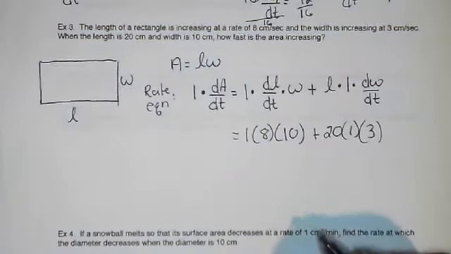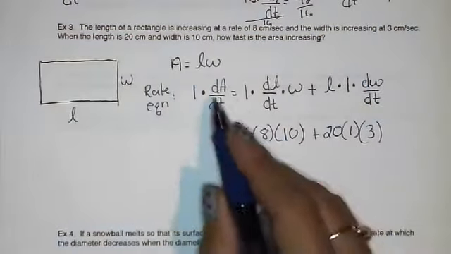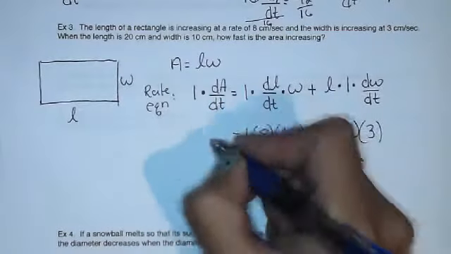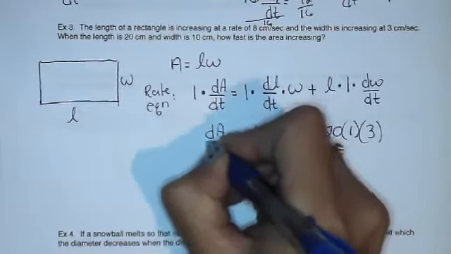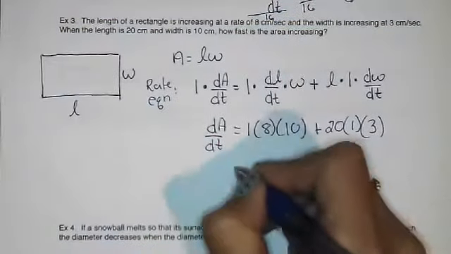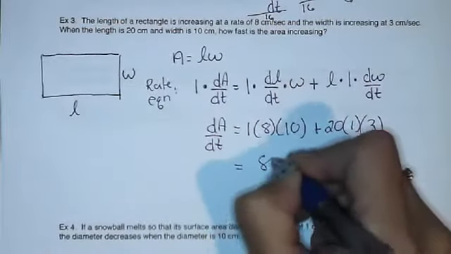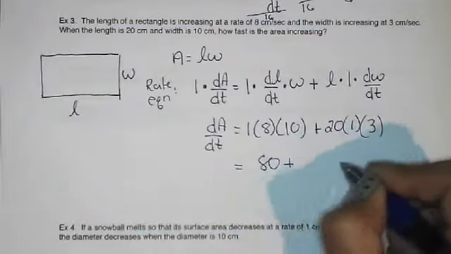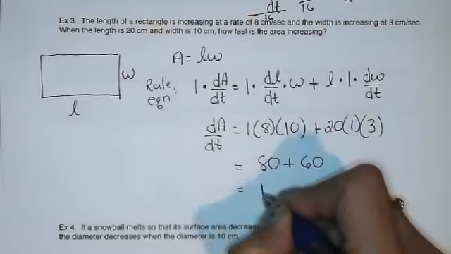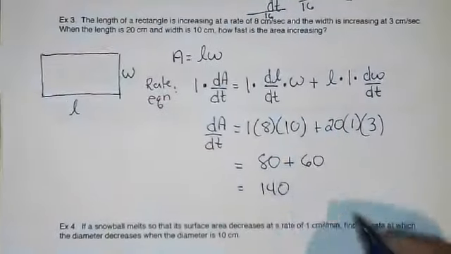So substituting there, carrying along the 1. And then the width is 10. W is a 10. And then equals, we're looking for how fast the area is increasing. We're looking for dA/dt. So that stays. Now it's just a matter of cranking through this.